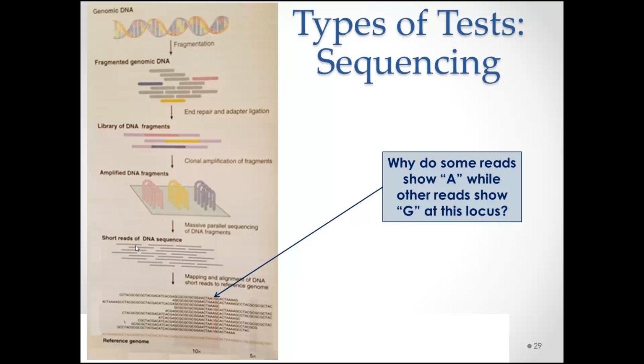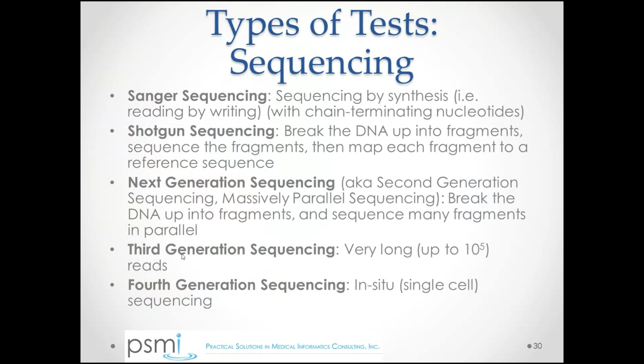If we had technology that allowed reads not just of 300 bases, but of 10,000 bases, then we could much more easily map those to the reference genome, and a lot of the quality issues and the ambiguities that we're facing today, that we'll cover in a lot more detail next week, could be addressed. So third generation sequencing means very long reads, up to 10 to the fifth bases.